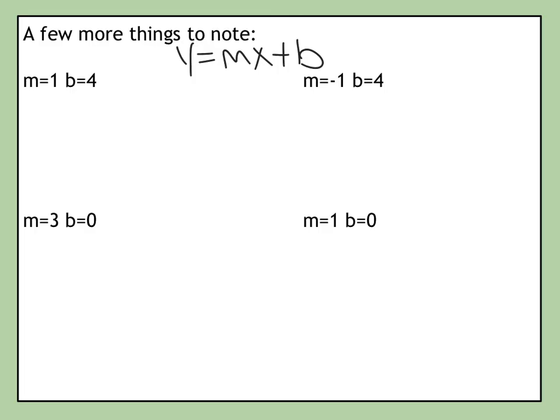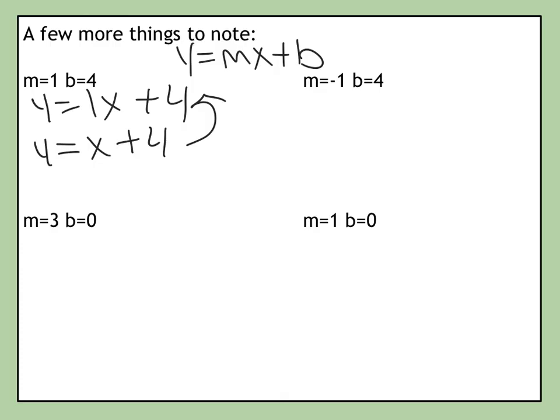So if my m is 1 and my b is 4, you might be tempted to write y equals 1x plus 4. This is technically correct, but you're not going to see it this way on a test. The way you're going to see it on a test is y equals x plus 4. Remember that when there is nothing in front of the x, then we understand it to be a 1. So this is the same as this, it's just what you're going to see on a test.